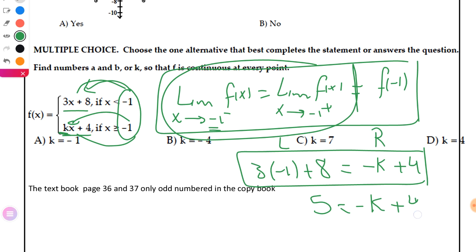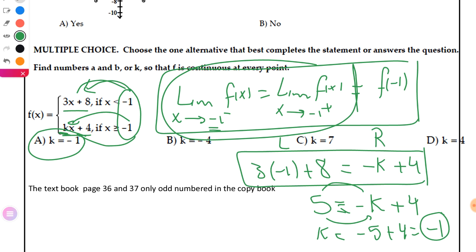How to solve this equation? Switch the value here with the opposite sign, k. It will be negative 5 plus 4, which is negative 1. That is the value of k, negative 1. Try to search for how we get an equation in k. I used the limit from the right equal to the limit from the left. That is my way to solve a problem like this, okay?